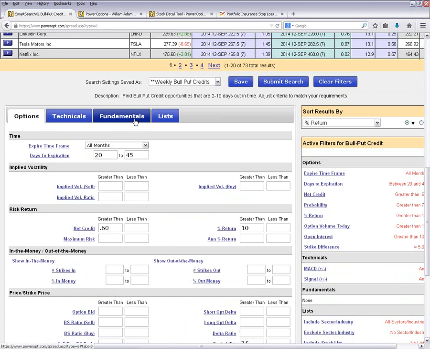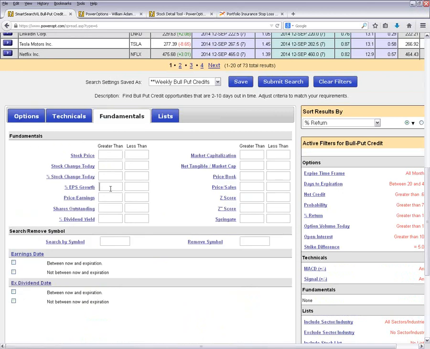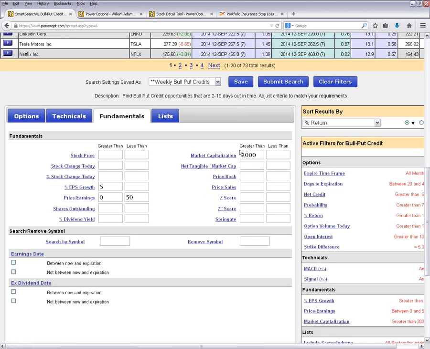To make sure that I'm still looking for decent things, I'm going to only look for stocks that have shown earnings, at least 5% earnings for last year, this year. PE ratio, let's keep that relative 0 to 50. This is a common criteria I use for my bullish positions. Market cap, I'm going to put this greater at 2,000, so I'm only looking at mid to large cap stocks. I want to avoid anything that might have an earnings between now and expiration.